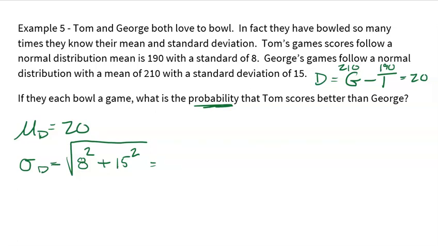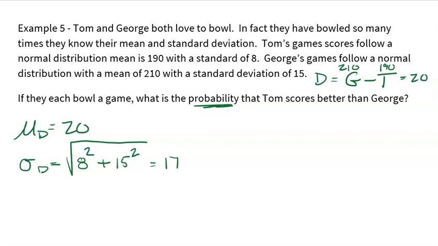Now, I'm not looking at the total anymore like I did in the last question. I'm looking at the difference. But the fact remains they're both bowling a game, so the variance between them will always build up. It'll never diminish. So this is going to be the exact same 17 that we got on the previous problem.